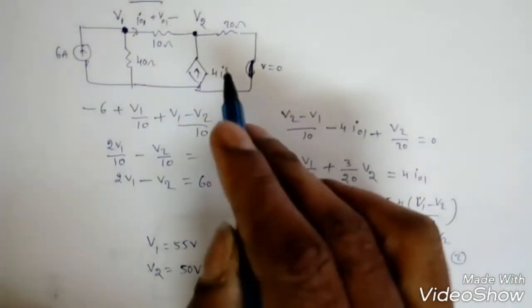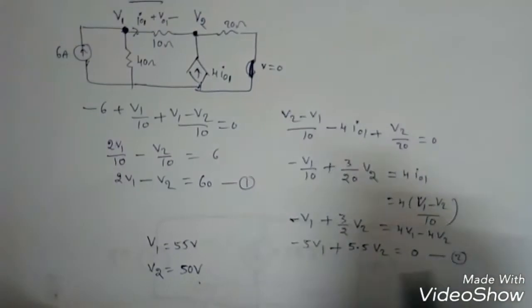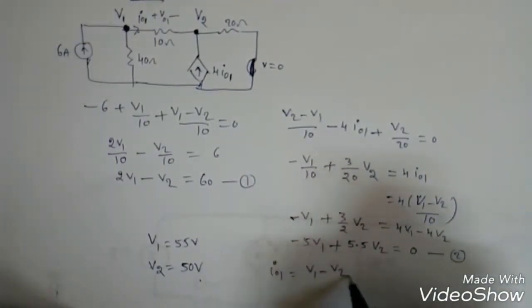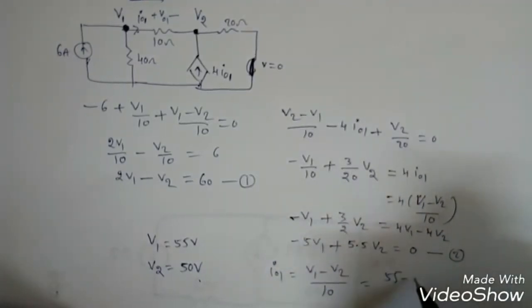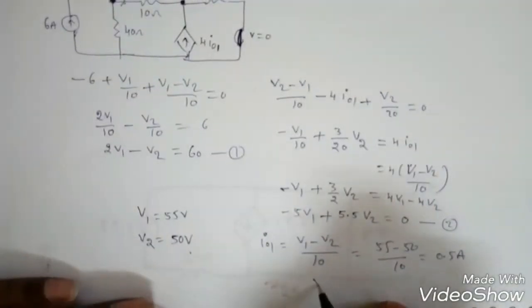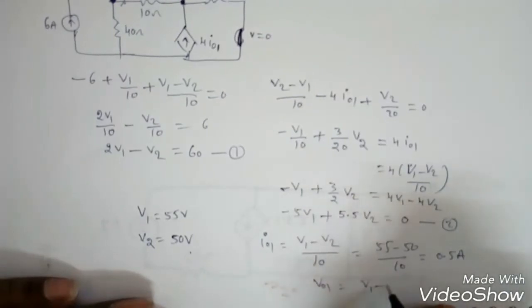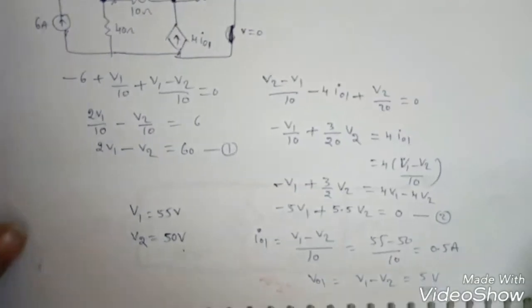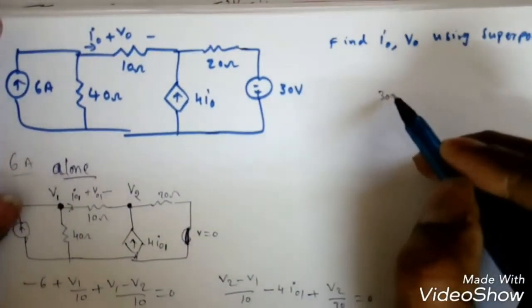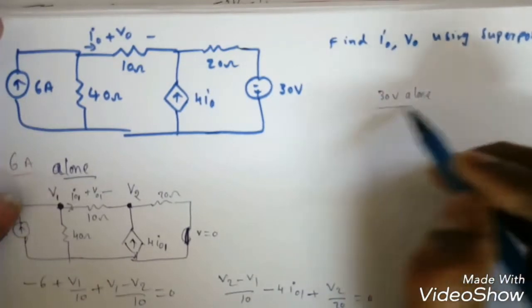But we need I naught 1 as well as V naught 1. Now it's very simple. I naught 1 is equal to V1 minus V2 by 10. What is V1? 55 minus 50 by 10. So 0.5 ampere. Similarly, V naught 1 is the difference between V1 and V2, so this is 5 volts. This is one part. The second part is considering the 30 volt source alone.